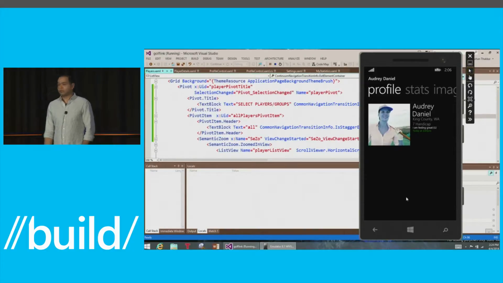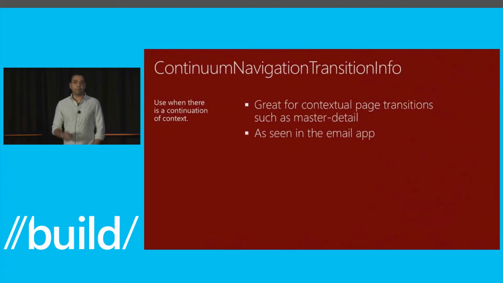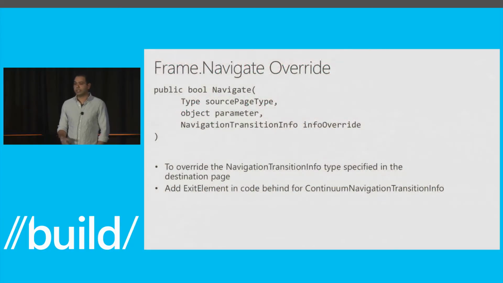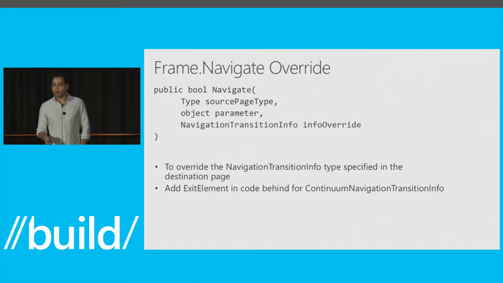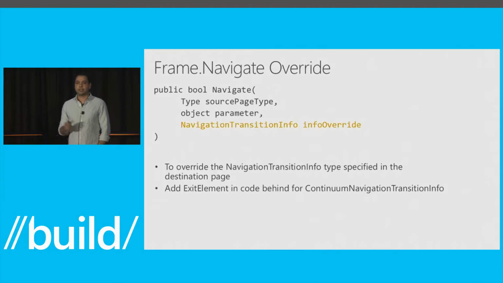That's it. Pretty simple again. Before we move on from the page navigation transitions, I want to briefly talk about an override that we added to the frame.navigate call. For those who have already been using Windows 8.1, you might have seen this override because it exists there also. What we did was we added this extra parameter, which is the navigation transition info.